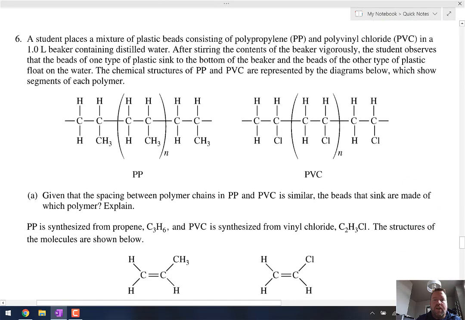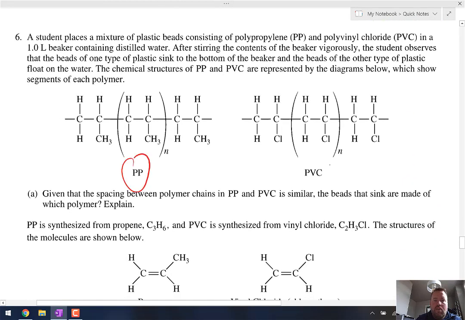Question number 6 talks about polypropylene versus PVC, like a PVC pipe. Okay, question A says, given that the spacing between polymer chains in polypropylene and PVC is similar, the beads that sink are made of which polymers? So when things sink, we know that density equals mass over volume. And if something has a density greater than water does, then it will sink. If something is less dense than water, then it will float. So really what this question is saying is, which of these two compounds is more dense?